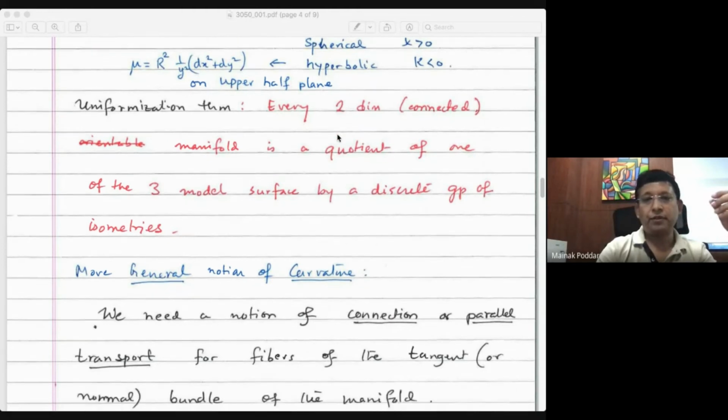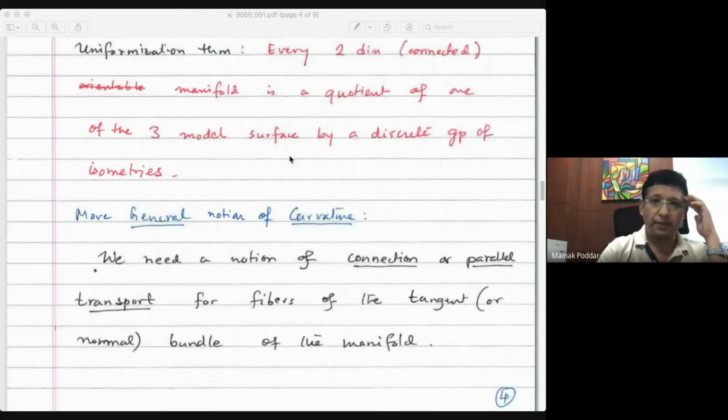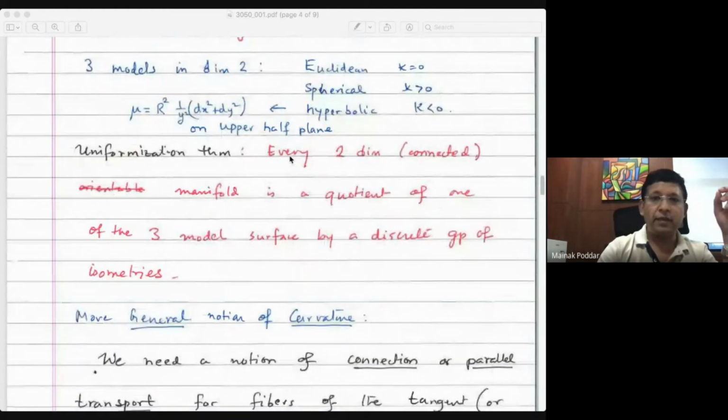So there are quotients of such spaces. Any two-dimensional manifold can be realized as the quotient of one of these three by a discrete group of isometries, so some transformations that preserve the metric.